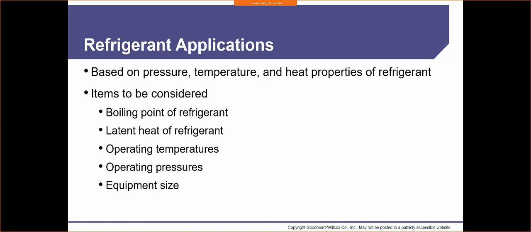All right, so we've got the different refrigerant applications. It's based on the pressure, temperature, and heat properties of the refrigerant. So, all right, items to consider: boiling point, latent heat, operating temperatures, operating pressures, equipment size. So this is all what the engineers are going to be doing to figure out what's going to work best for that piece of equipment.